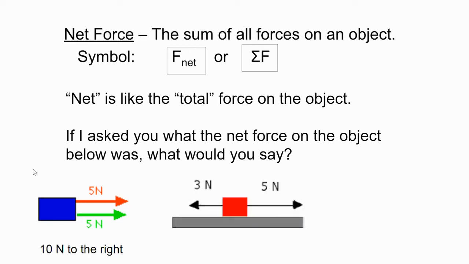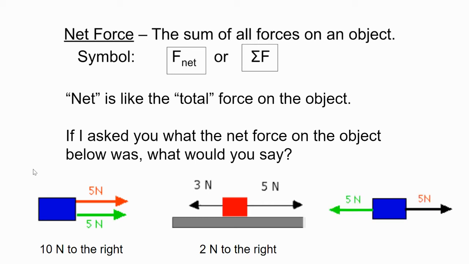If I had a 5 Newton force to the right and a 3 Newton force to the left, what would that net force be? Well, the 3 Newton force is to the left, so we would have to subtract that force from the 5 Newton force. So it would be 5 newtons minus 3 newtons, and that would be 2 newtons to the right.